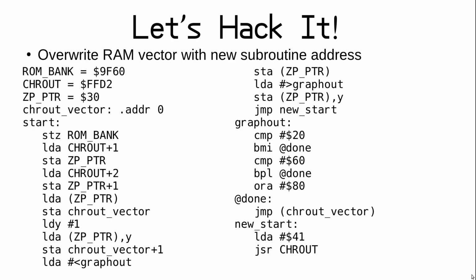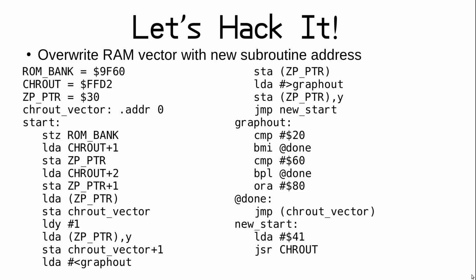Now that I've introduced the possibility of changing the behavior of CHROUT, naturally we're going to want to see how to hack it. Here we are going to make it so that CHROUT always outputs either a control code or a graphical character, no numbers or letters. So let's start by setting up constants for the ROM bank register and the CHROUT address, and then a zero-page address to store a pointer we can use to dereference the RAM vector. Then we allocate a couple bytes of RAM to store the original CHROUT vector so we don't have to rewrite the whole subroutine.